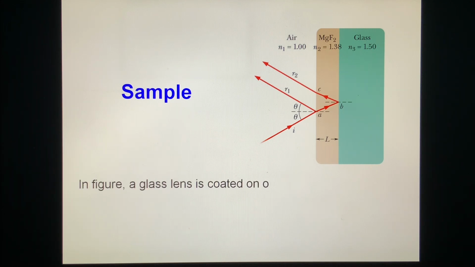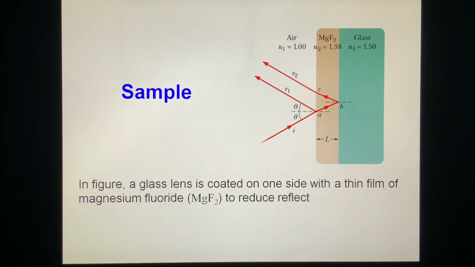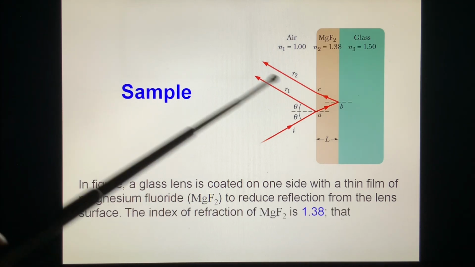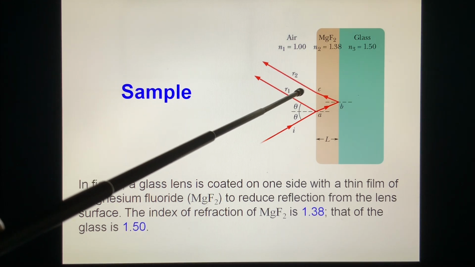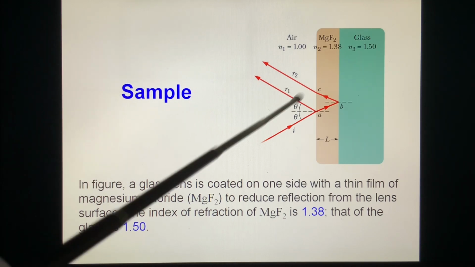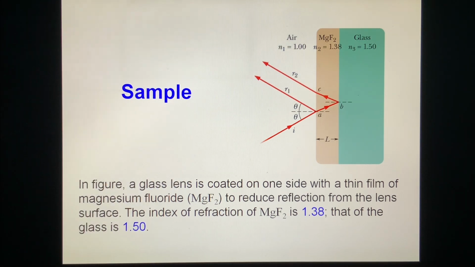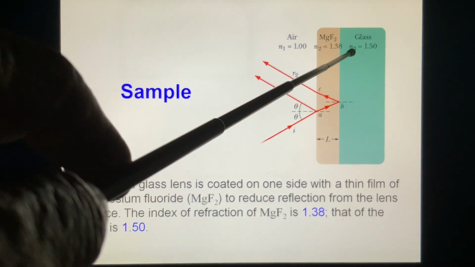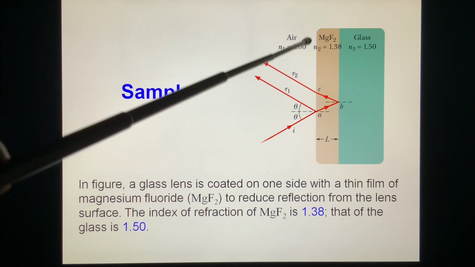In the figure, a glass lens is coated on one side with a thin film of magnesium fluoride to reduce reflection from the lens surface. That means this reduced reflection condition is minimum, not maximum. It's minimum. You cannot see that. This is reduced. The index of refraction of magnesium fluoride is 1.38. The glass index of refraction is 1.50. The air index of refraction is 1.0.